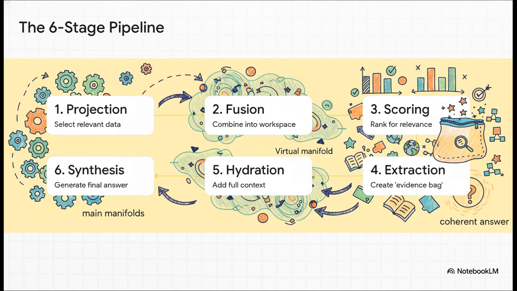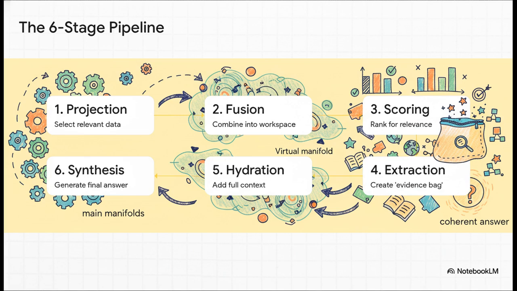First, it projects all the potentially useful data into that temporary workspace. Then it fuses it all together. The really crucial step is number 3, scoring, where every single piece of information gets ranked for how relevant it is. The system then extracts the best stuff, hydrates it with all the original context, and finally it synthesizes all that evidence into one single coherent answer.